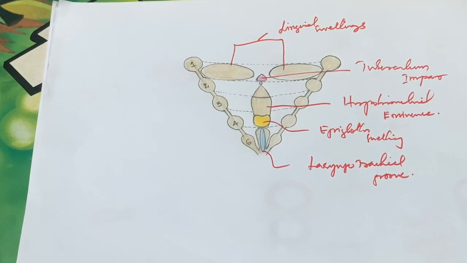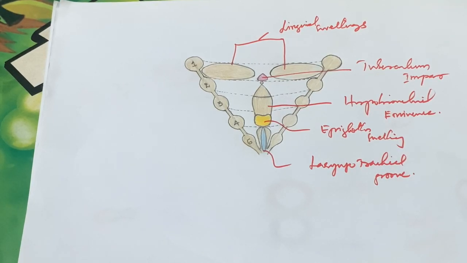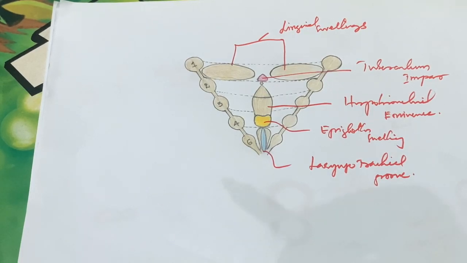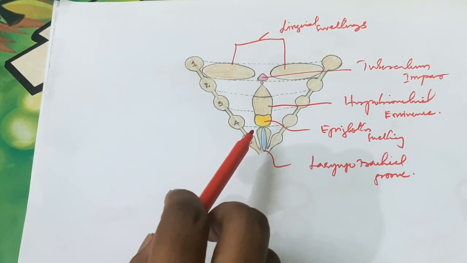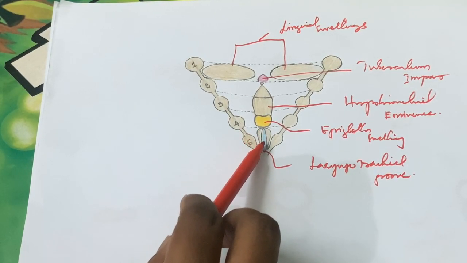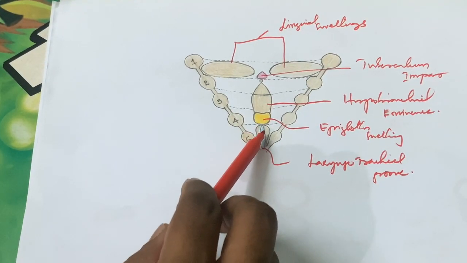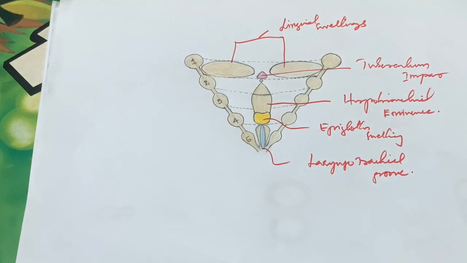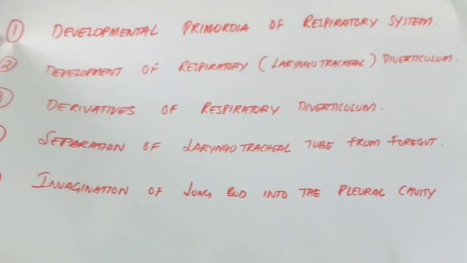Next, the extension of this laryngotracheal diverticulum: it extends in the caudal direction and elongates. Its growth will be caudal and it is elongated. So this is about the second stage.